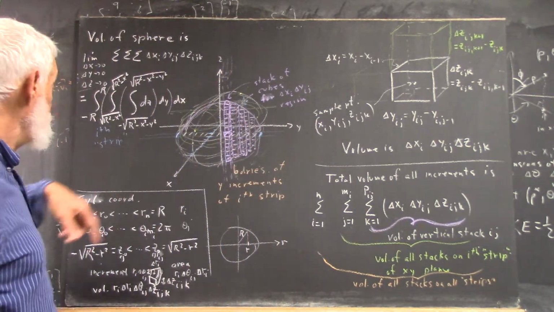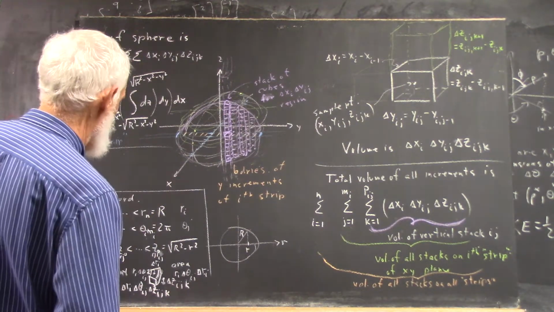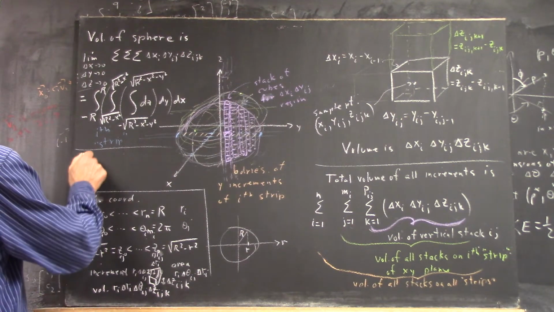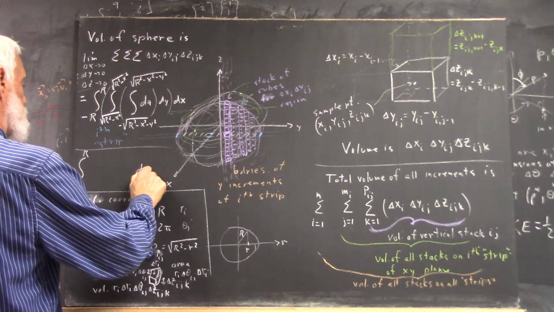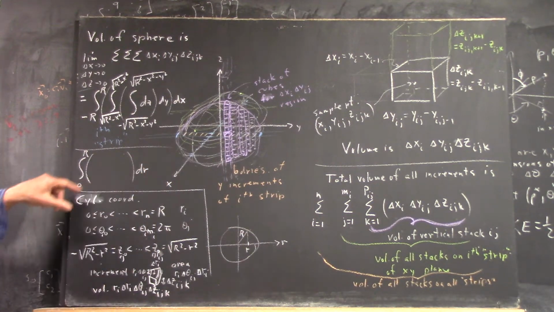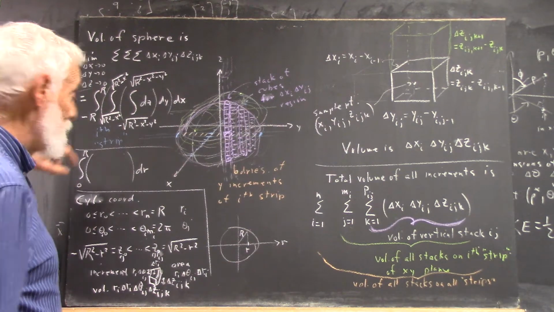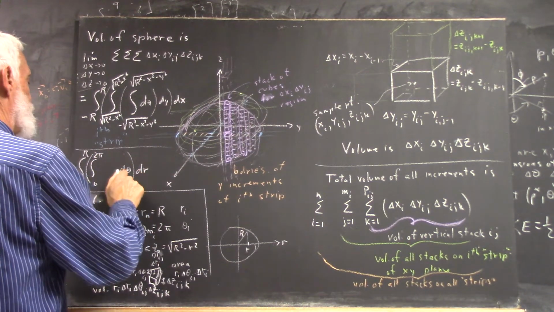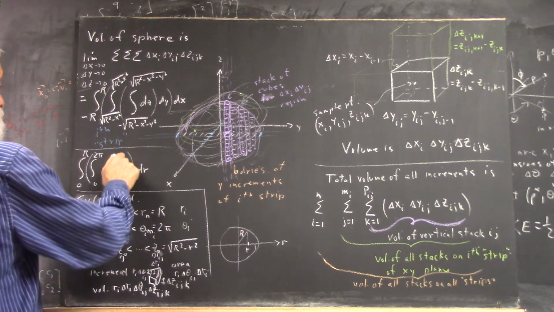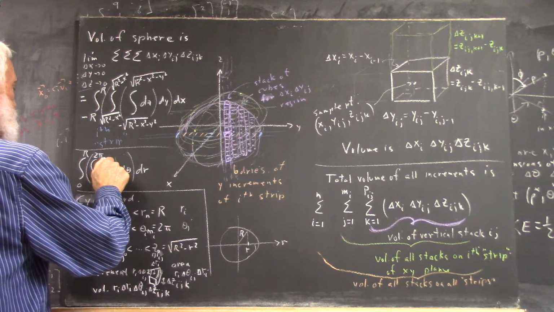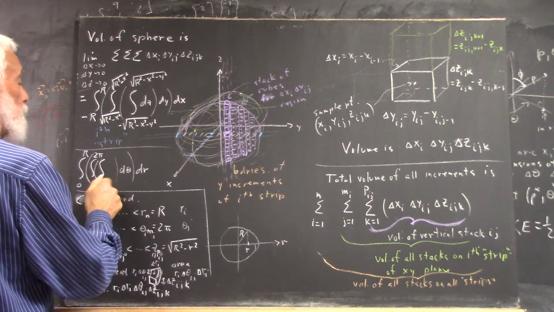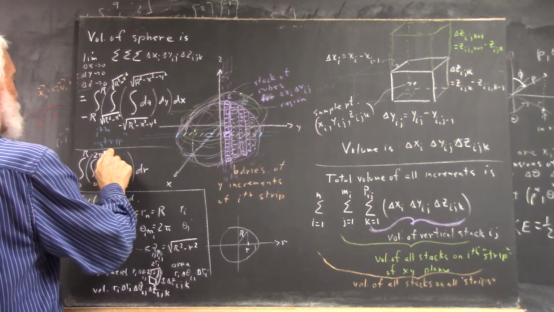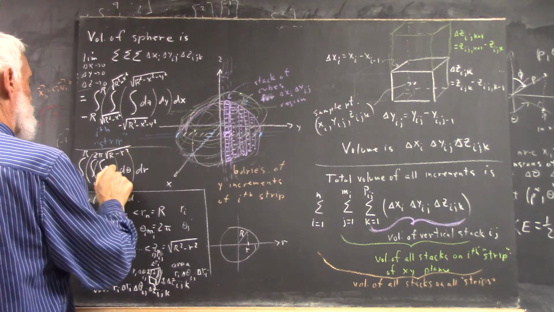Okay? Now, I'll leave it to you to see that the integral that you get for the volume here in cylindrical coordinates has r going from 0 to big R, theta going from 0 to 2 pi, and z going from negative square root of big R squared minus little r squared to the square root of big R squared minus little r squared.